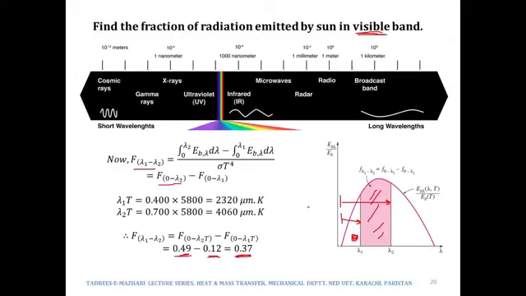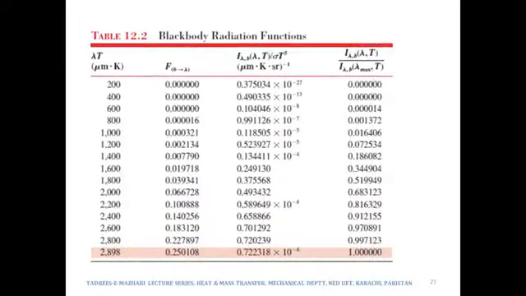For example, if you take a look at a couple of problems in the book, you will find that they have worked things out where they have found the fractions of radiation emitted by a particular object which is at, for example, 800 Kelvin. So all you need to do is multiply that lambda by that temperature and simply read out the values of the fraction from the table. This is how simple that is.